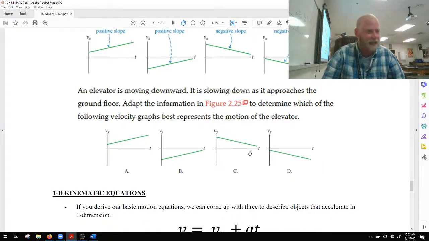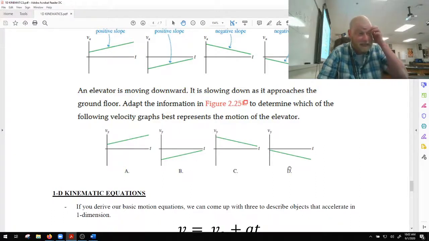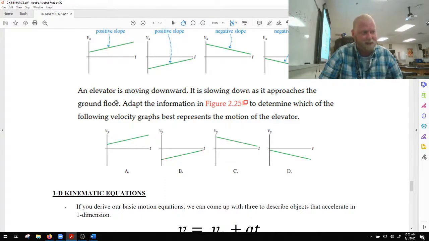All right, so you want to look at your four options. We know that its initial velocity needs to be negative because it is moving downwards. So we can automatically throw out A and C because their initial velocities are in the positive quadrant. So it's down between B and D. Well, we also know that it's slowing down as it approaches the ground floor. Well, D shows the object starting with a small negative velocity and increasing that negative velocity as time goes on. So this object is speeding up as it goes downwards.